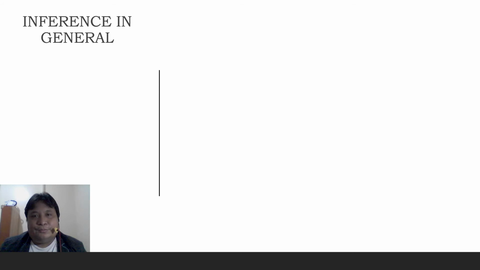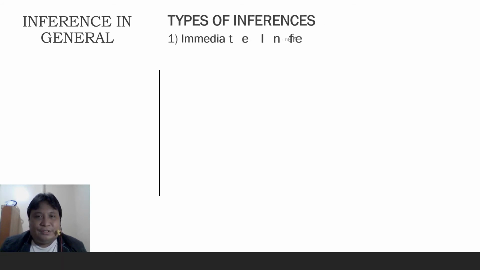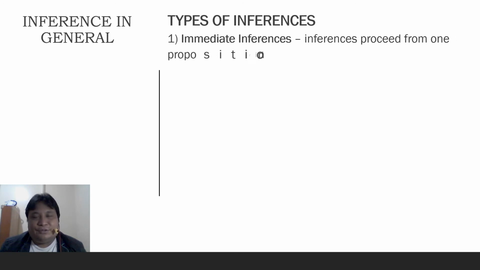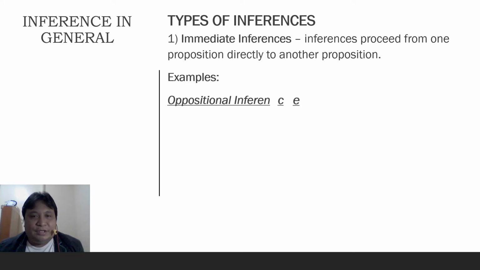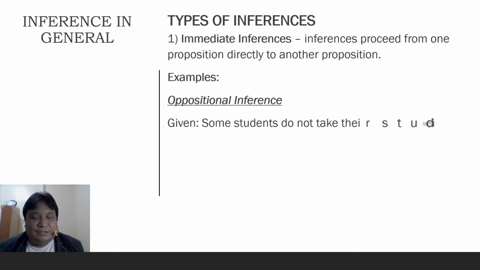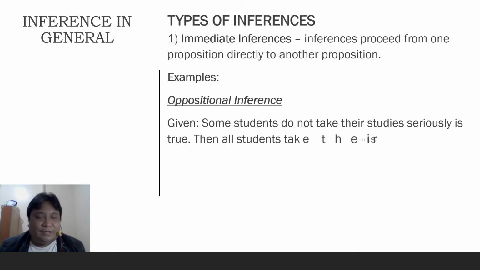Okay, so let's proceed now to the types of inference. So let's start with the immediate inference, or sometimes known as direct inference. It is an inference that proceeds from one proposition directly to another proposition. One example here is the oppositional inference.